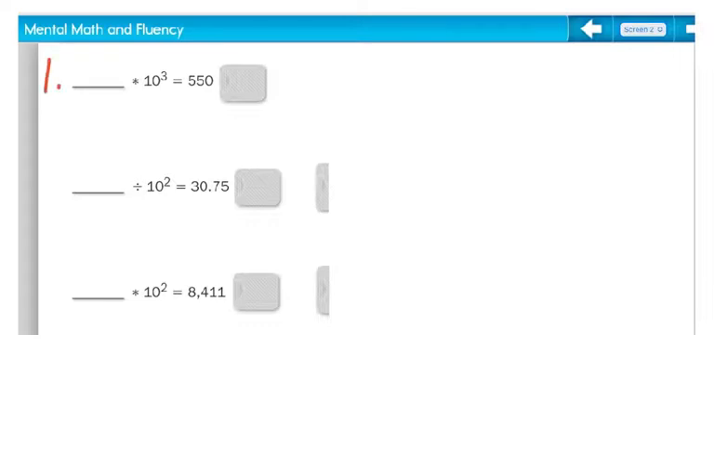All right, let's number 1 to 3 again. What did you start with so that when you multiplied by 10 to the third power, you got 550? Think decimal for number 1. When you divided by 10 to the second power, you got 30 and 75/100. And when you multiplied by 10 to the second power, 100, you got 8,411. Pause your video and fill in the 3 blanks.